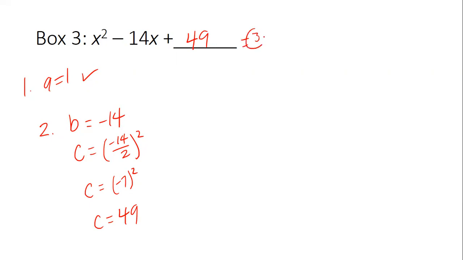So that means our perfect square factor would be x minus 7 squared. And it's a minus because of this guy. Negative 7 times 2 is negative 14. Negative 7 squared is positive 49 because a negative times a negative makes a positive.